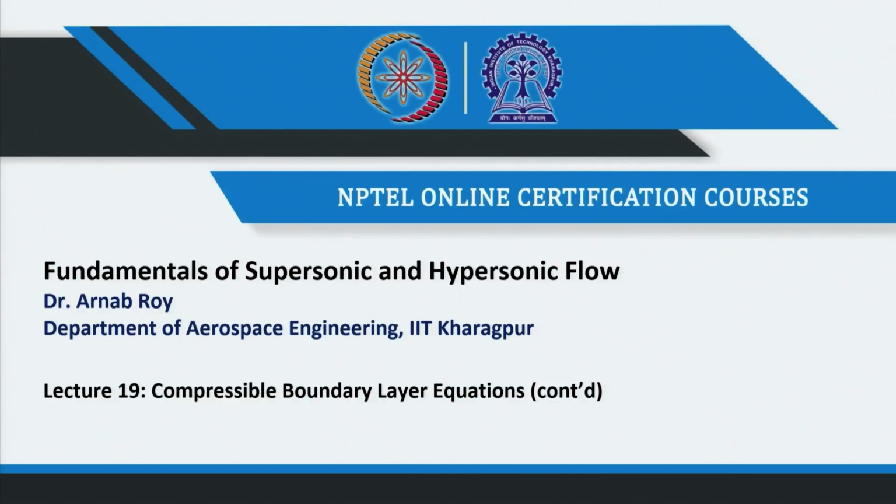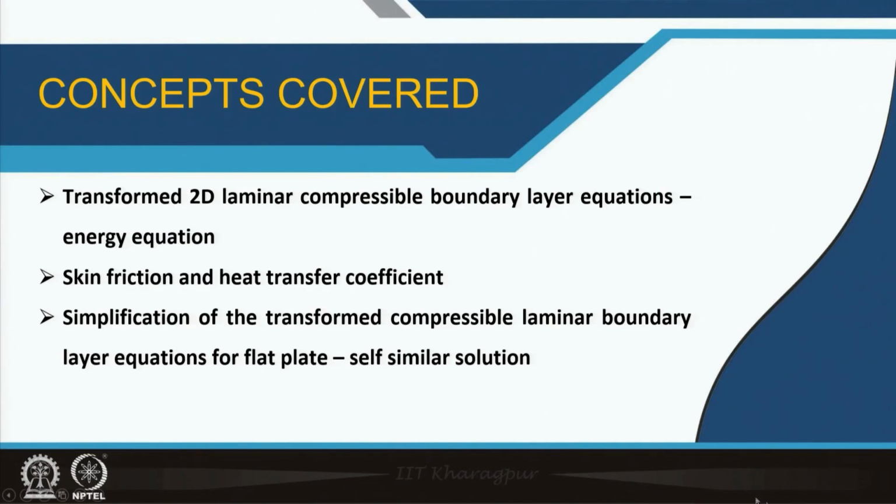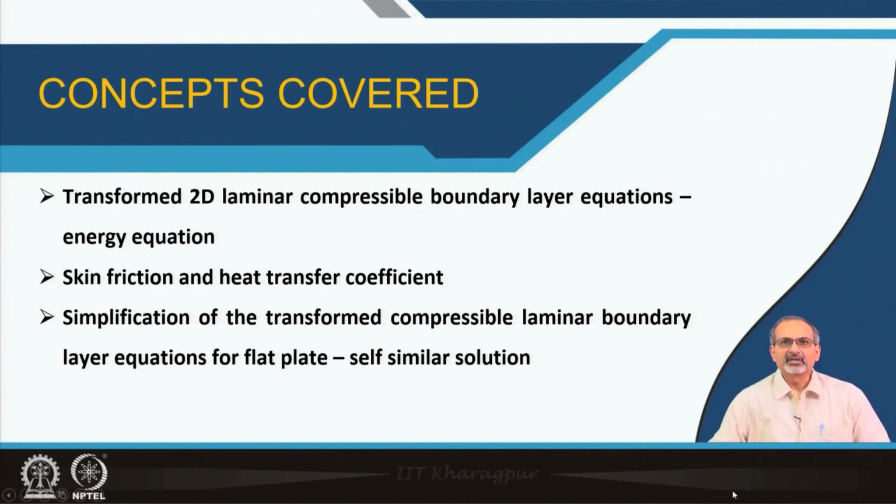We will begin this lecture by transforming the compressible energy equation. The transformed 2D laminar compressible boundary layer equations comprise the compressible momentum equations as well as the energy equation, and we do not explicitly invoke continuity because we have already brought in the stream function. So, we will discuss the energy equation next.